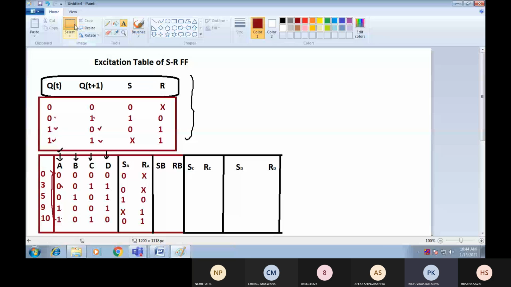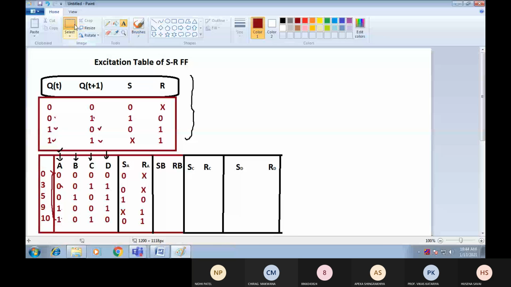Now this is the way to calculate the values of the flip-flop. So follow these sequences and generate the values. Now we have to calculate the values for SB RB using the input B.